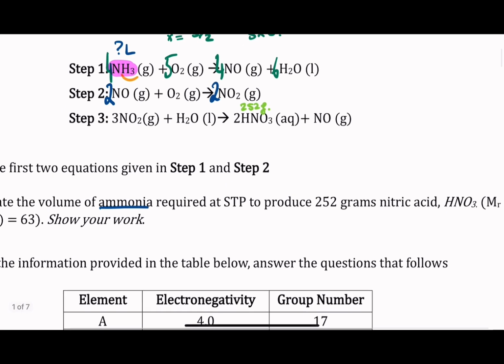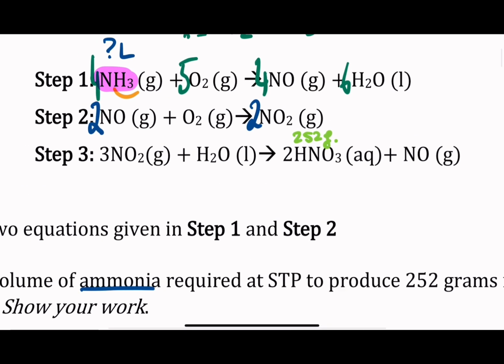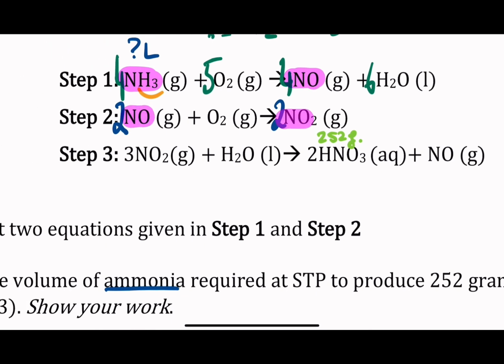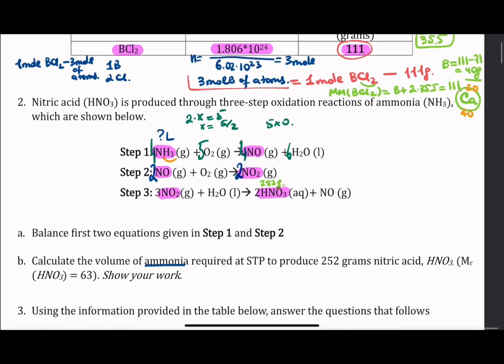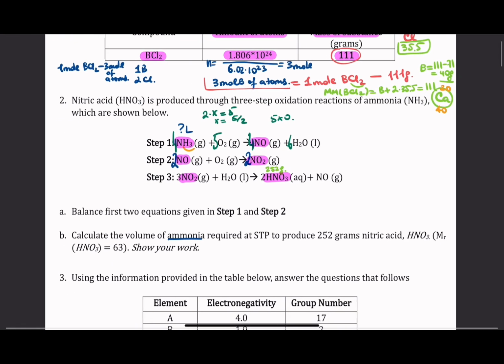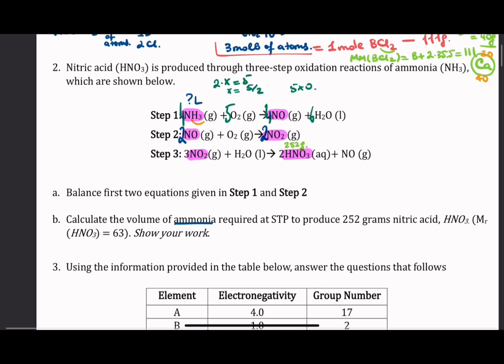So we need to work our way backwards. If you're going to see this, from NH3 we get NO, and that NO we use over here, we get NO2, and then from NO2 we get HNO3. So we need to work our way backwards till we get to NH3, which is the ammonia. Now I'm not going to do it the way that I did in our mock exam, because I feel like it confused a lot of you guys, so I'm going to keep it simple.